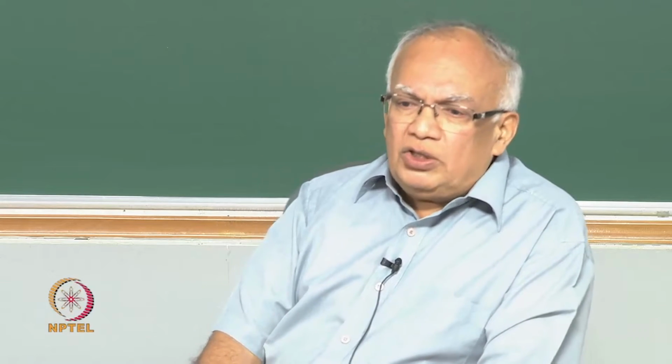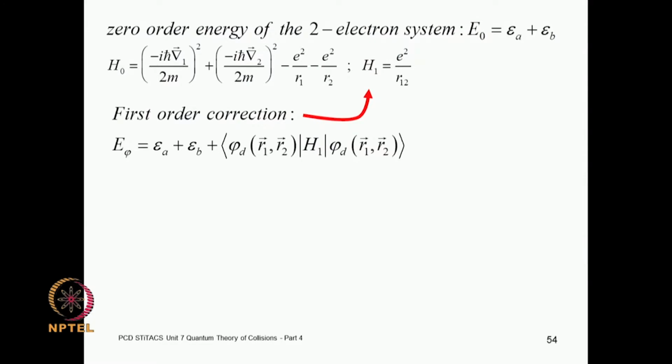But then you can also have one in the continuum. The first order correction, when you include the interaction, if both the electrons were in the discrete, would be given by the matrix element of the perturbation Hamiltonian in the unperturbed states, phi d, which is just the product of those two one electron hydrogenic states. So, this would give you the first order correction. So, this goes into the energy matrix E phi. We are going to construct the energy matrix for various possibilities.